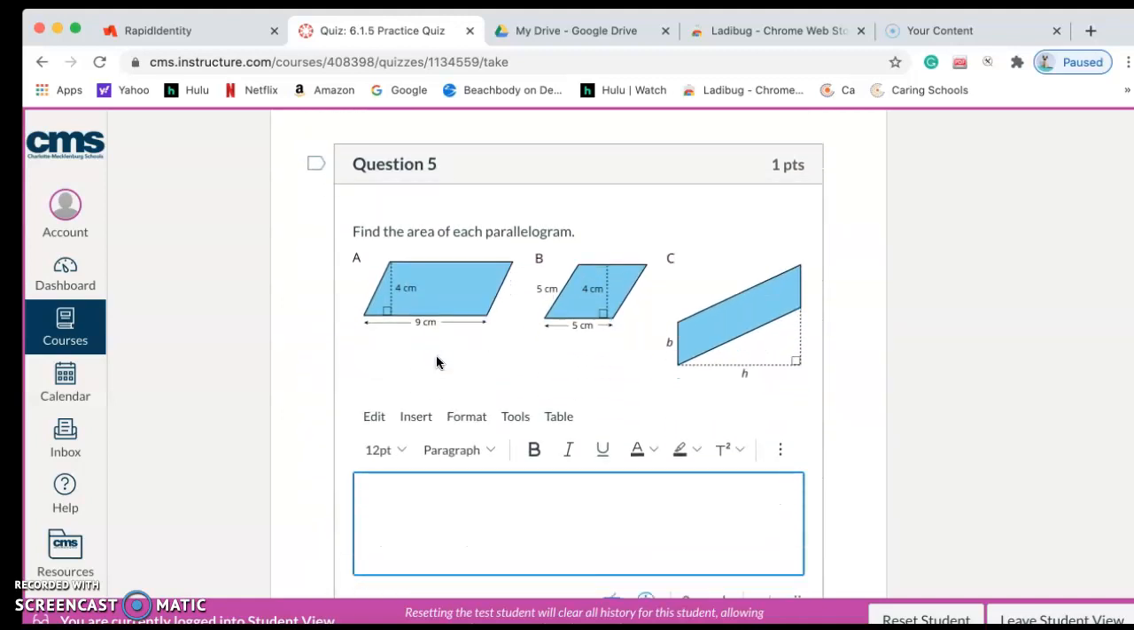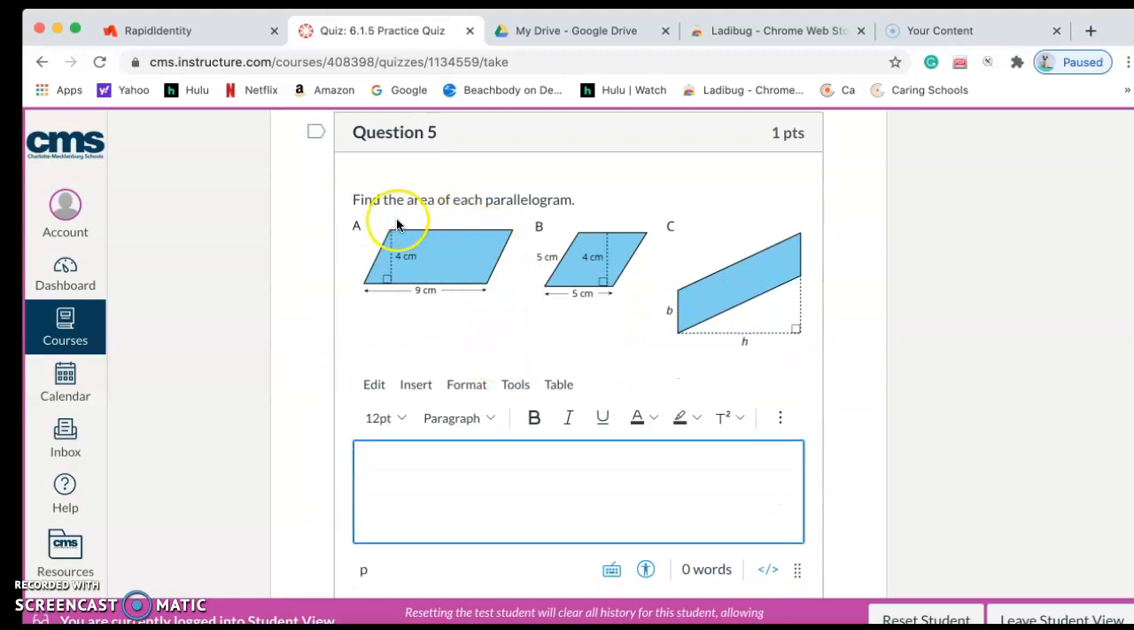Question 5. Find the area of each parallelogram. This one's pretty straightforward. Here's my base, 9. Here's my height, 4. 9 times 4, 36. Remember, this triangle could fit right there. This guy, they're giving us a little additional information, but I have a 5, I have a 4, and I have a 5. I would want to make sure I use this 5, because I know there's 2 of them, but this base is perpendicular to this height. So 5 times 4, 20.